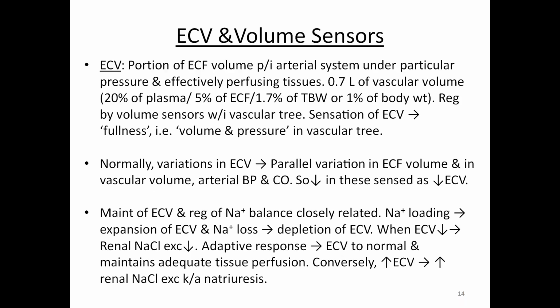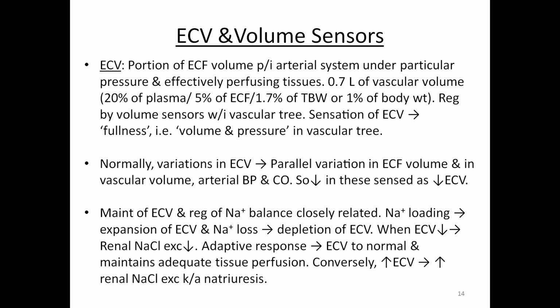Now about the ECV and volume sensors. In a physiological setting, the ECV refers to the portion of ECF volume that is present in the arterial system, under particular pressure, and is effectively perfusing the tissues. About 0.7 liter of the vascular volume, which is 20% of plasma, 5% of ECF, or 1.7% of total body water or 1% of body weight, is what forms the ECV, effective circulating volume.